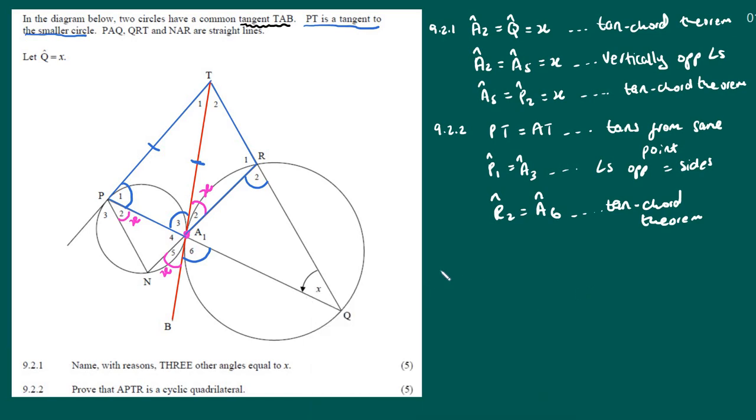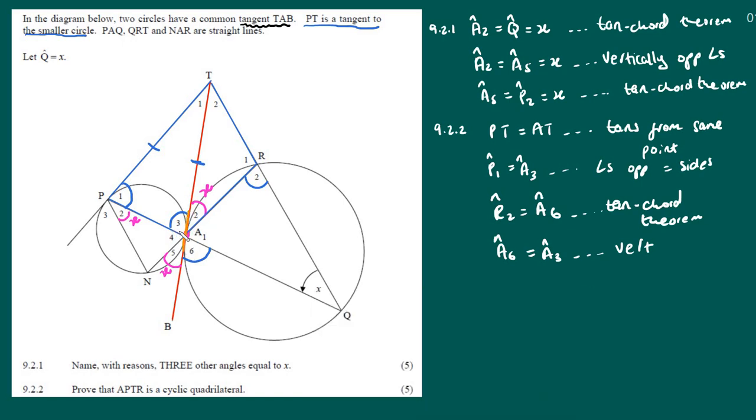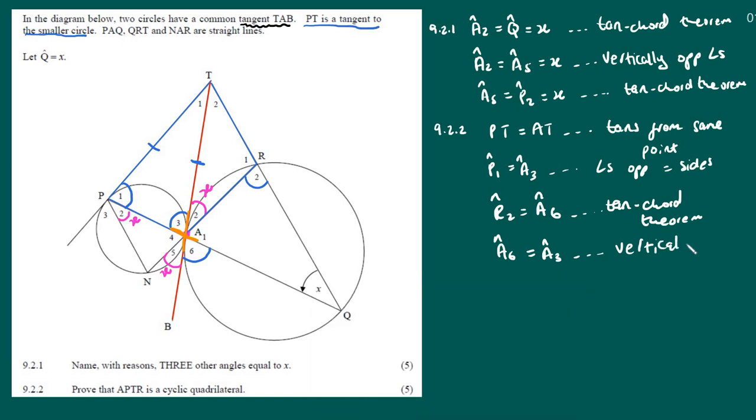Now it's a chain. A6 is also equal to what? To A3, isn't it? What is the reason? Vertically opposite angles. For you to always identify vertically opposite angles, you just make an X where the angles are. Then if they are facing each other like this, then definitely it's vertically opposite angles. So we say vertically opposite angles.